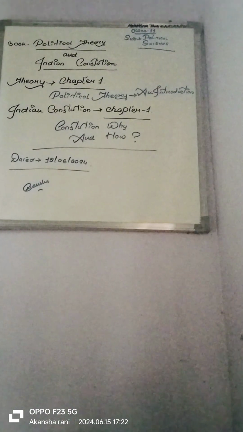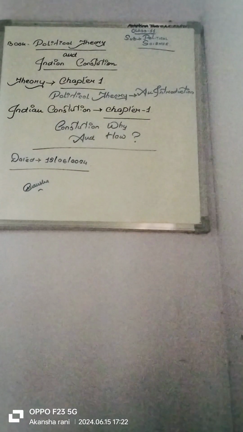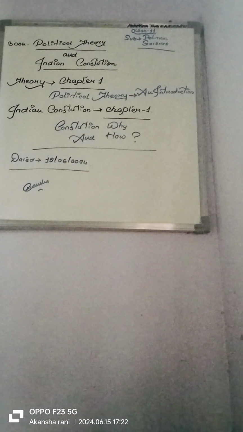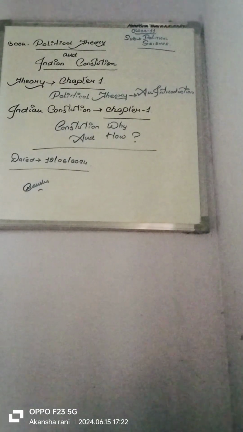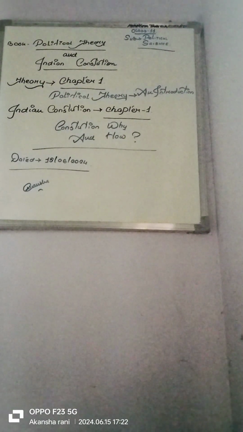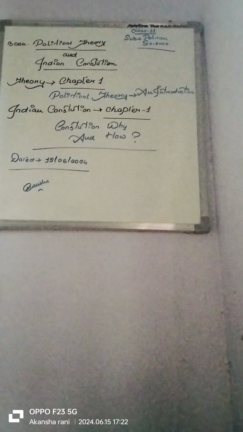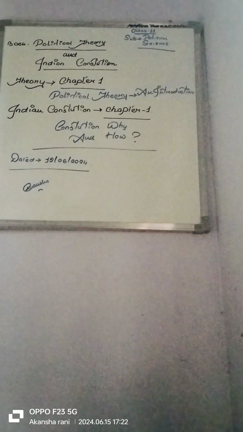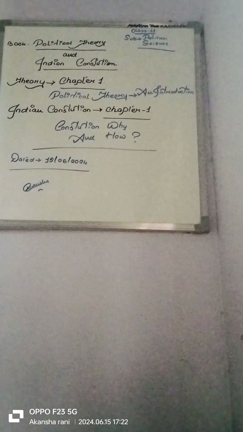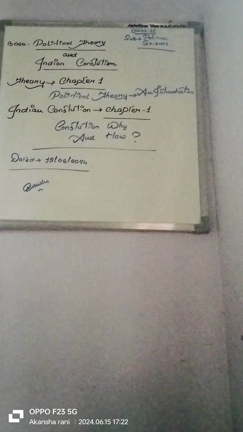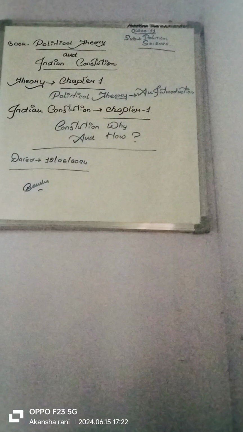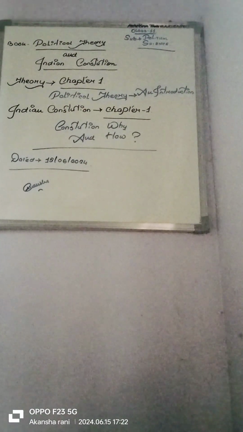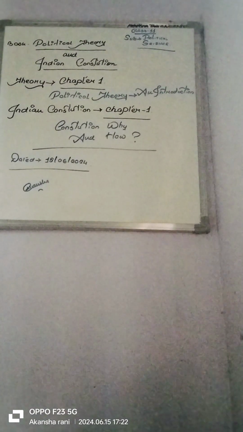Last but not least of chapter 1, political theory, an introduction, is the difference between traditional political theory and modern political theory. Traditional is subjective whereas modern is objective. Traditional approach is descriptive whereas modern is empirical.